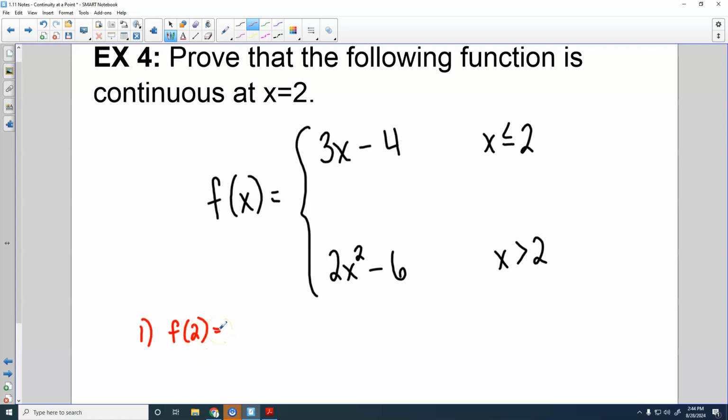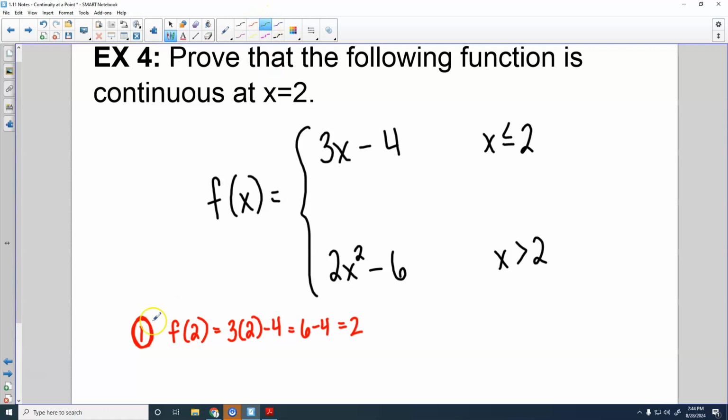Now, for f of 2, which equation should I use, the top or the bottom? Top. How do I know? The or equal to. So I care about that whenever I'm plugging the number in. I don't care about it for limits, but I do care about it for this. So I'm going to do 3 times 2 minus 4, and that is going to be 6 minus 4, which will give us 2. So that's the first thing that we've got to prove. You don't have to number them like this, but it might not be a terrible idea to number them to make sure you're getting all 3 of the things that you need to prove there.